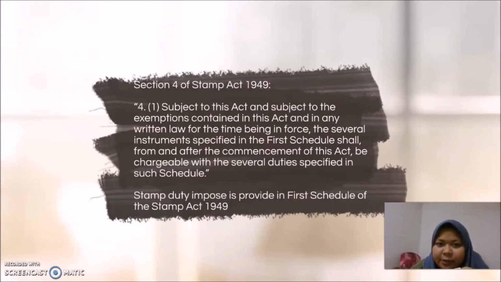In section 4 of the Stamp Duty Act 1949, section 4.1 states: subject to this Act and subject to the exemptions contained in this Act, and in any written law for the time being enforced, the several instruments specified in the First Schedule shall, from and after the commencement of this Act, be chargeable with the several duties specified in such schedule. Stamp duty imposed is provided in the First Schedule of the Stamp Duty Act 1949. Okay, that's all from me.